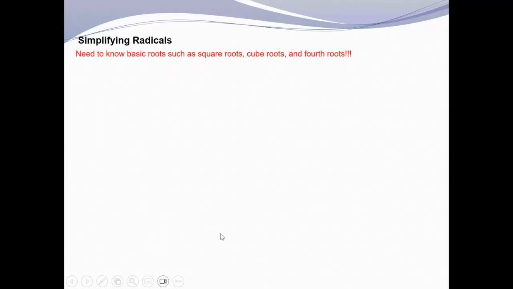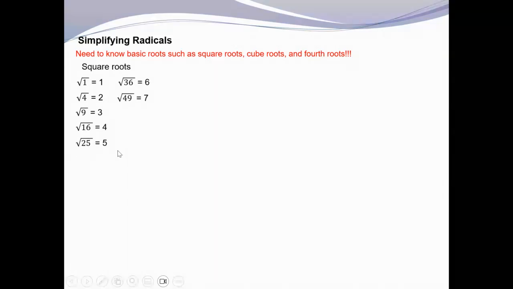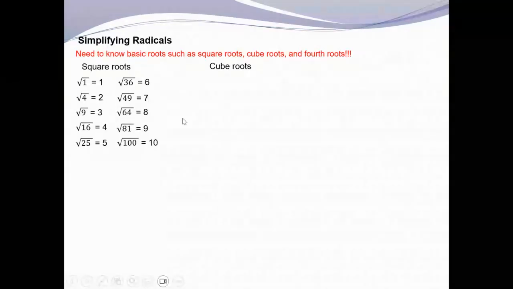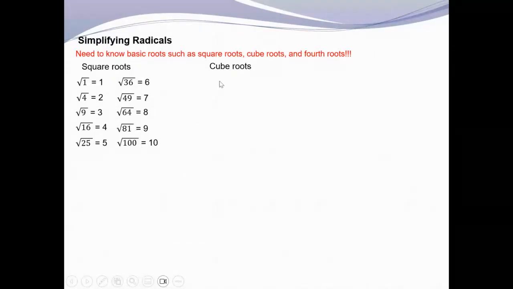Hey guys, to simplify radicals, you need to know basic roots, such as square roots, cube roots, and fourth roots. For the basic square roots, you have to know the square root of 1 is equal to 1. The square root of 4 is equal to 2. The square root of 9 is equal to 3. So at least know all the way to about 10. If you know more, it'll be better for you, but at least know all the way to 10.